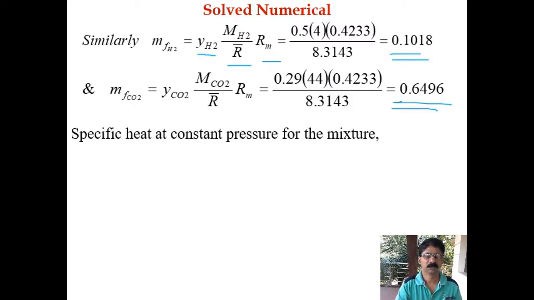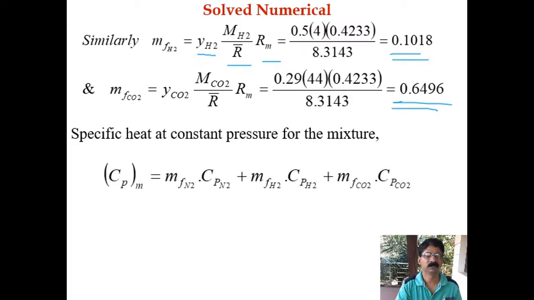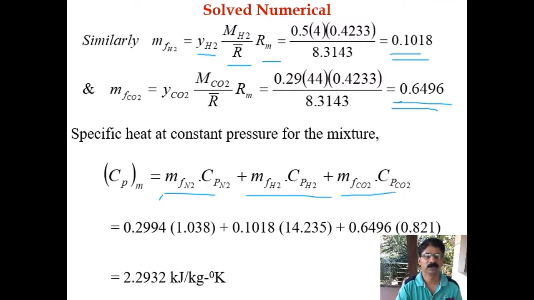Now coming to the specific heat at constant pressure for the mixture. So Cp of the mixture is equal to the mass fraction of N2 into Cp of N2, plus the mass fraction of hydrogen into Cp of hydrogen, plus the mass fraction of CO2 into Cp of CO2. Here the Cp of the individual gases are given, so just substitute. You'll get the specific heat of the mixture as 2.2932 kilojoules per kg per degree Kelvin.